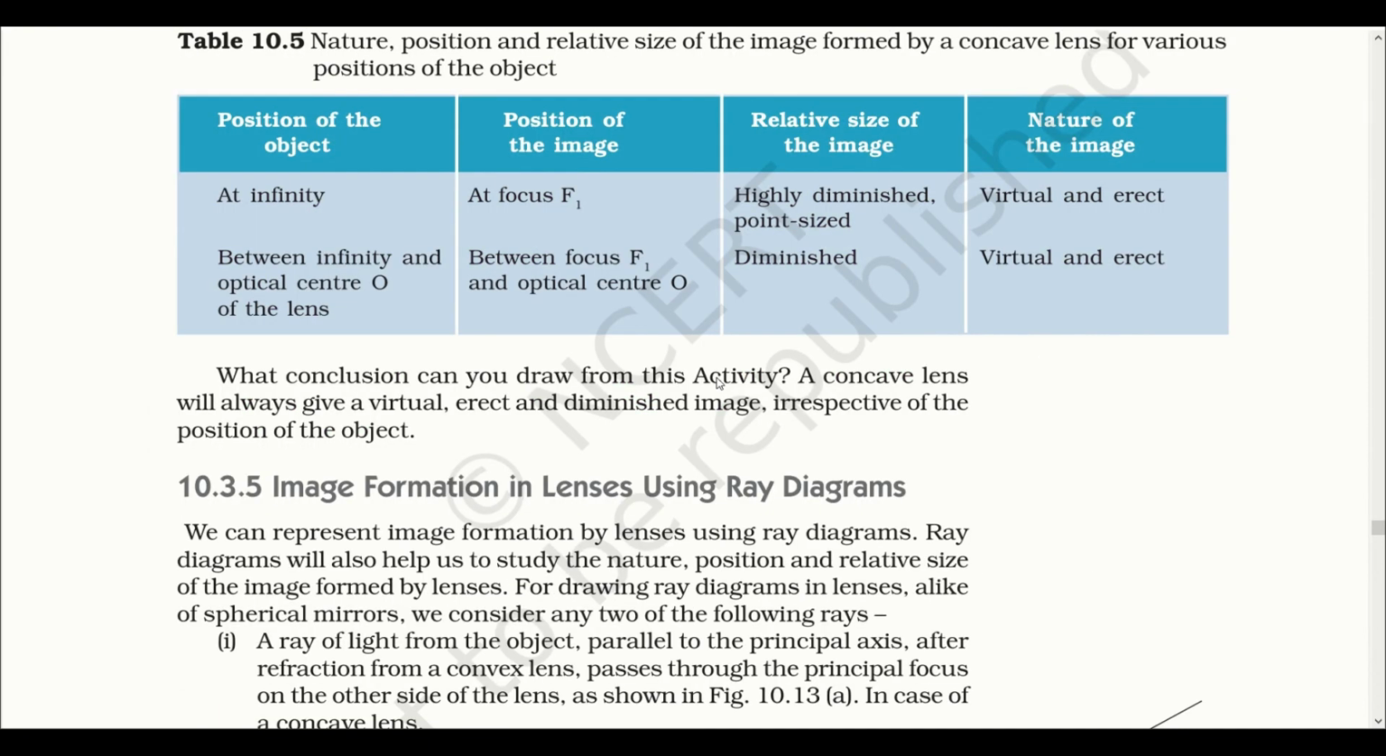Now let's study about concave lens. In a concave lens, the object is kept at two different places. If it is at infinity, the position of the image will be at focus. It will be highly diminished, point size, virtual and erect. If it is kept between infinity and the optical center, anywhere, the position of the image will be between the focus f1 and the optical center, and the relative size of the image will be diminished, virtual and erect.